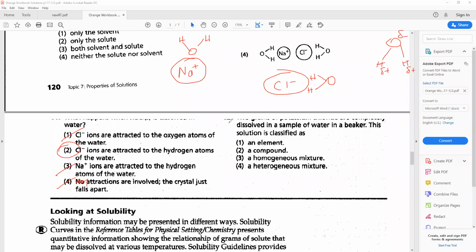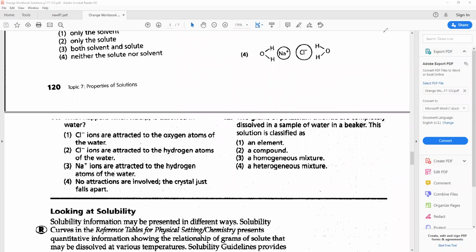Let's go to question number 12. Question number 12 says 2 grams of potassium chloride are completely dissolved. Completely, that's the word. Underline that. In a sample of water in a beaker. This solution, the moment you have a solution, what do you always have? A homogeneous mixture.